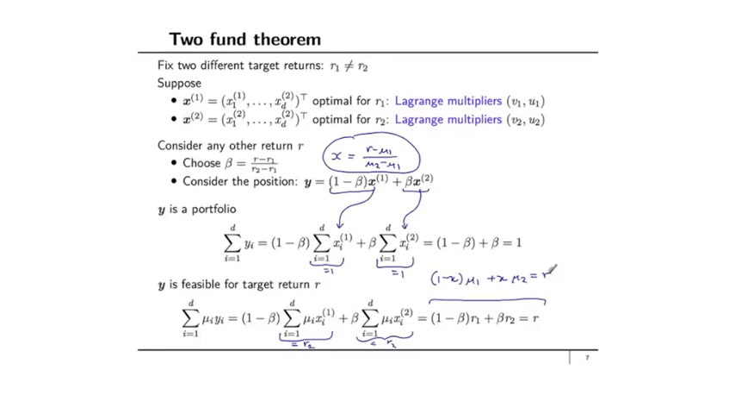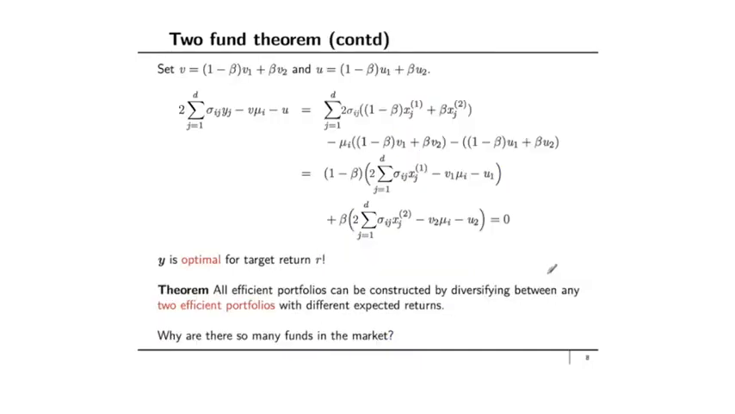Now we are going to argue in the next slide that this Y in fact is optimum. And how are we going to do that? I'm going to use the theorem which says that if I can find multipliers u and v for which the equations hold, then Y must be optimal. Because Y is feasible, it is a portfolio, it has the right target return. If I can find you multipliers such that all the gradient conditions hold, it must be the optimal portfolio. So I know v1 and v2.